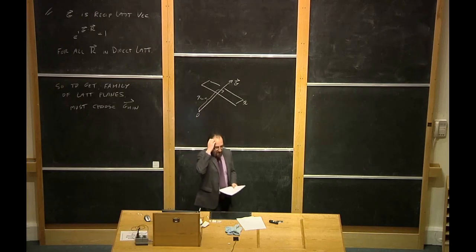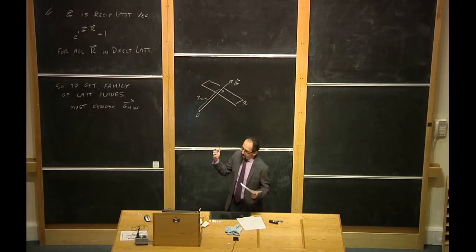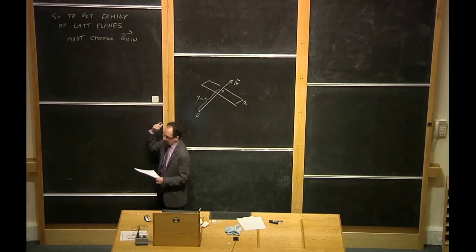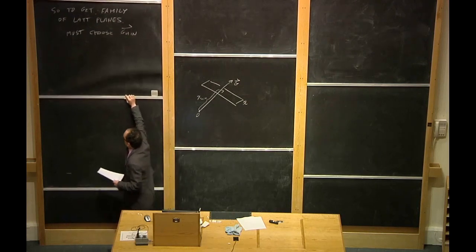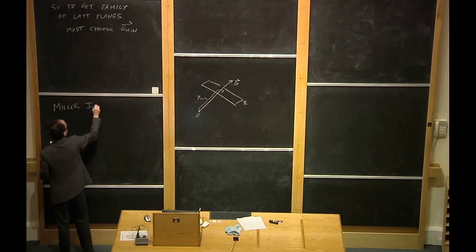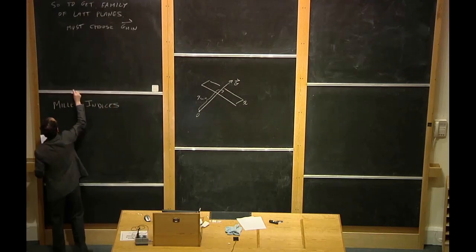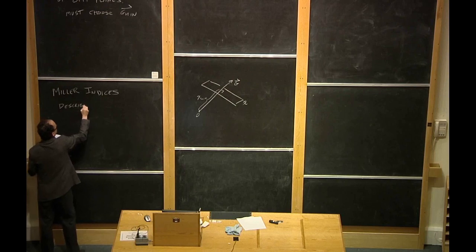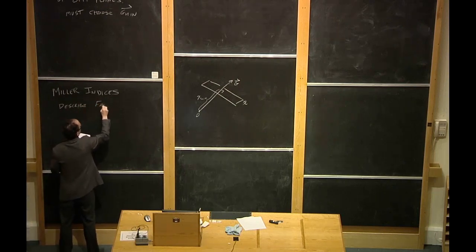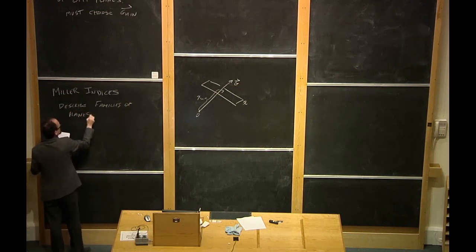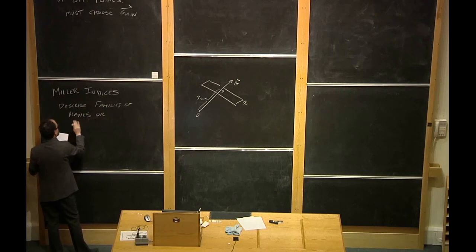Now it's useful to come up with some way to describe these families of lattice planes, or these reciprocal lattice vectors. And this is a type of notation that we will use very frequently, known as Miller indices, for describing families of planes, or vectors in reciprocal space.